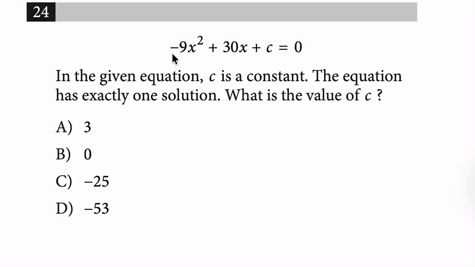Number 24: negative 9x squared plus 30x plus c is equal to 0. In the given equation, c is a constant. The equation has exactly one solution. What is the value of c?